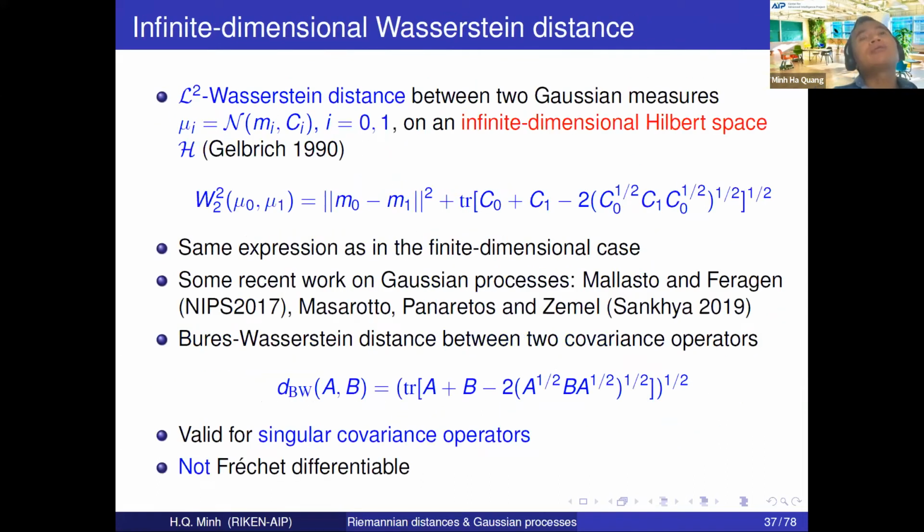Now, the nice thing about this Wasserstein distance is that in the infinite dimensional setting, the formula stays the same because the trace is always well defined. We don't have to take the log, or we don't have to take the inverse, and so we don't have to do any regularization for that. Everything is nicely defined, and so it has been applied. We studied this in Gaussian processes as well. As I mentioned, this RKHS Wasserstein distance between two covariance operators is also valid for singular covariance operators as well. Of course, it's not perfect because it has some undesirable properties. For example, it's not continuously differentiable.